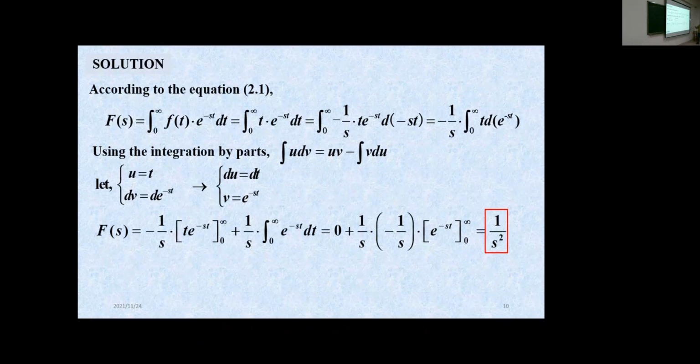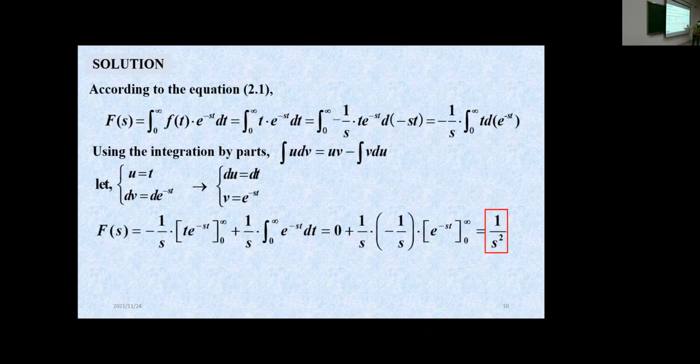Then how to solve this? We learned the rule of integration by parts, so we can use the rule of integration by parts here. This is the definition of how to use integration by parts. So let u equal t, dv means d e to the power of -st. And then du is what? Just dt. And v is what? e to the minus st.